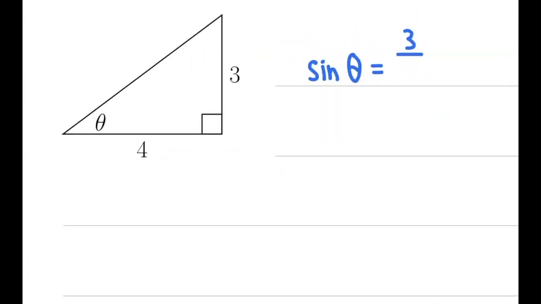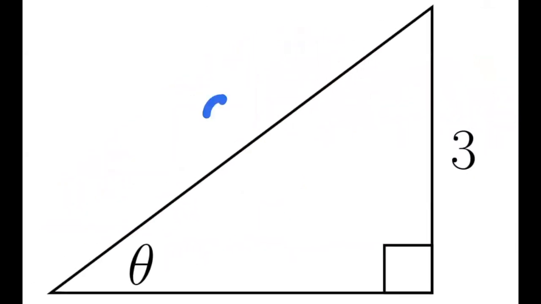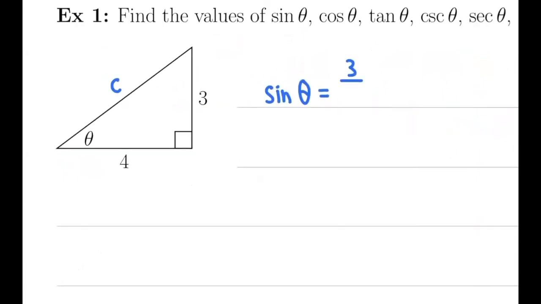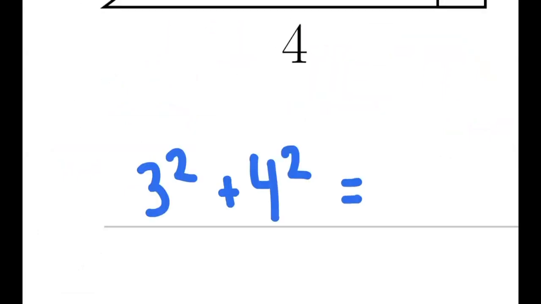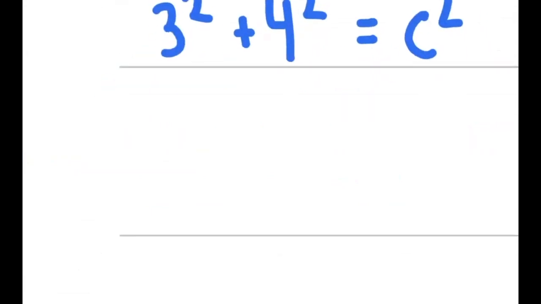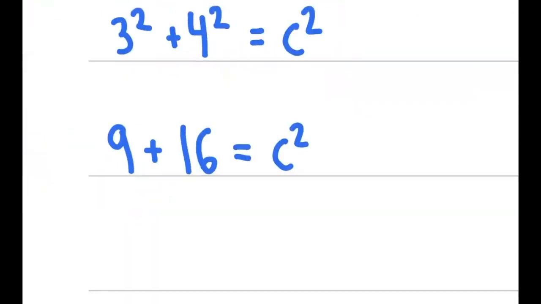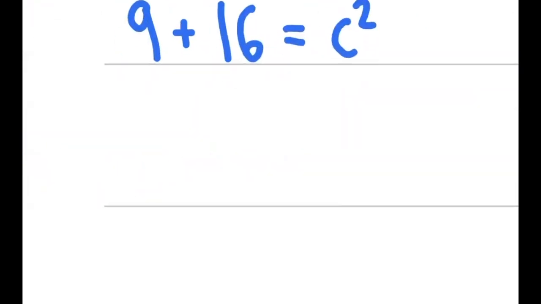Why not? So the Pythagorean theorem says that a squared plus b squared equals c squared. So a and b are the lengths of the legs, and c is the length of the hypotenuse. So I'm going to call this side c. So a squared plus b squared, that's 3 squared plus 4 squared, equals c squared. So 3 squared is 3 times 3, which is 9. 4 squared is 4 times 4, which is 16. And 9 plus 16 is 25.